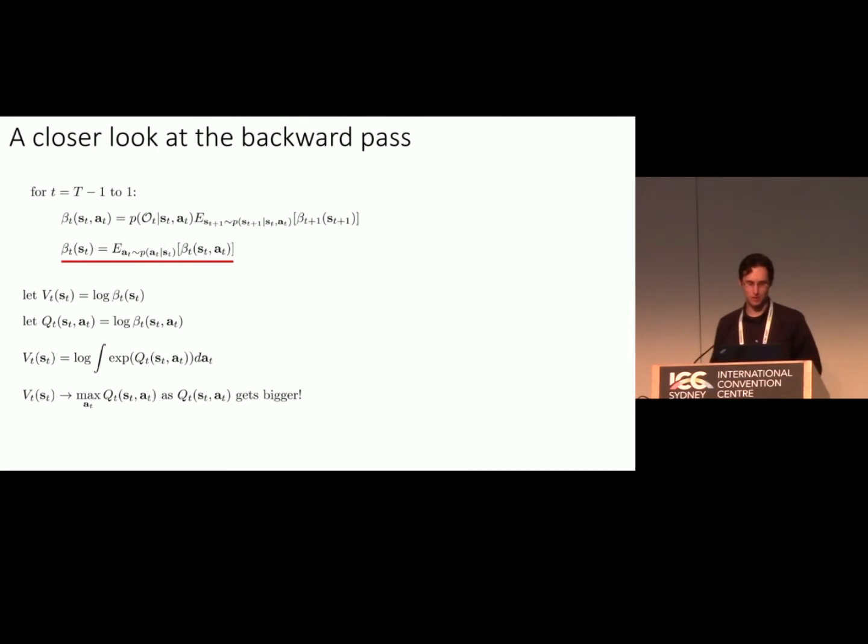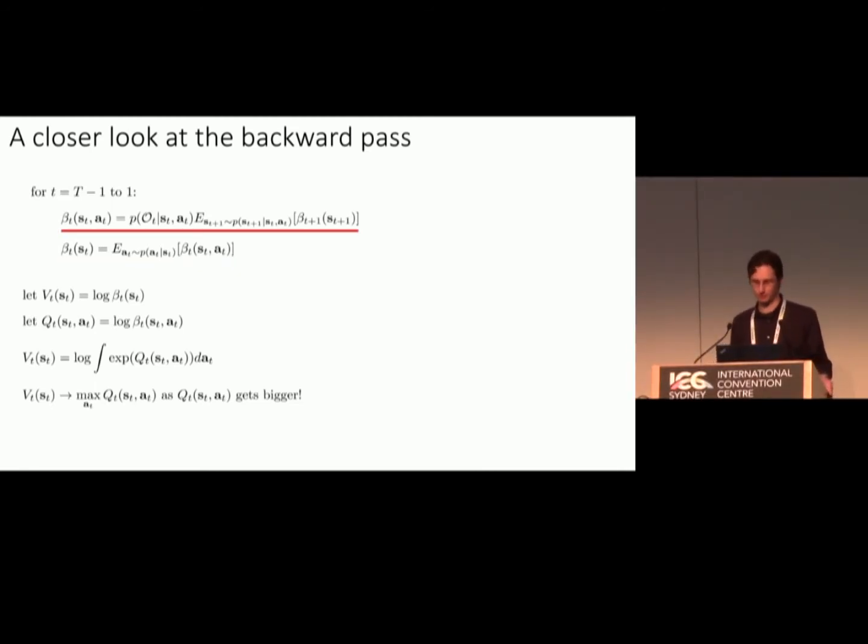If q gets bigger and bigger, this log of the integral of the exponential will be dominated by the biggest q. So this is a lot like saying that v is going to be the max with respect to the actions of the q values. But if q values are small, then it's kind of a soft max. So it's going to break ties by averaging them. So it's a little different.